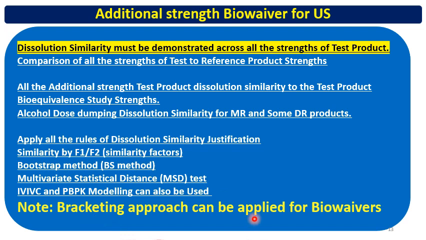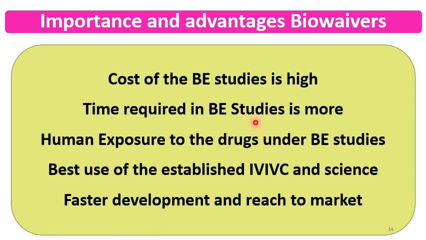See, bracketing approach can be applied for bio-waivers. Like you have multiple strengths and you have tested 2 or 3 strengths in the middle of all the strengths, and based on those bioequivalence studies, you can ask for the other strengths as bio-waiver. So I hope you might have got some good understanding about the bio-waivers.